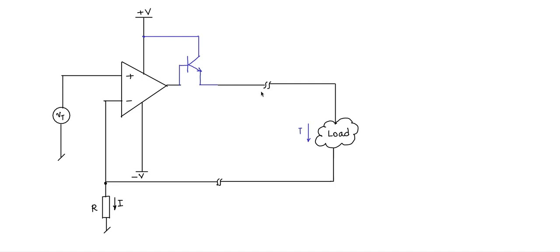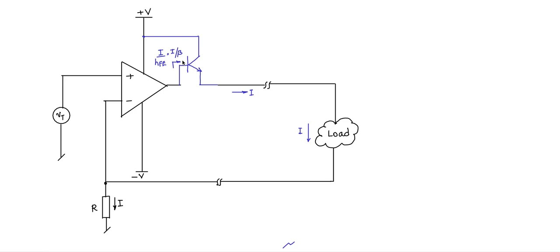So the current I is flowing here. This current, the collector current or the emitter current, is I. Then the base current is what? Base current is I by beta or I by HFE. The base current is I by HFE or I by beta of the BJT.